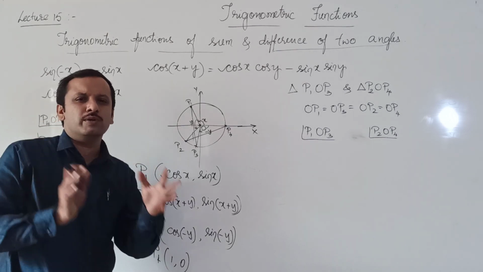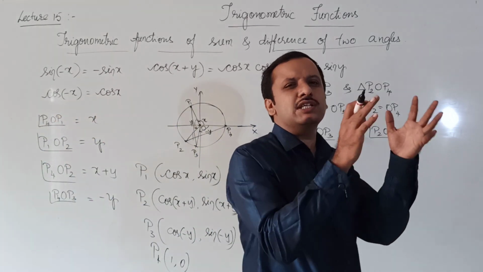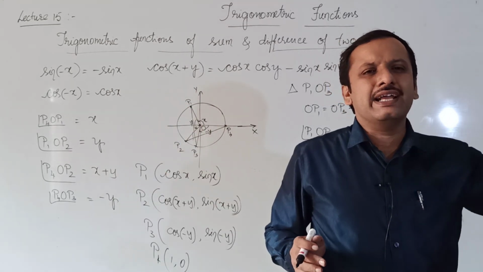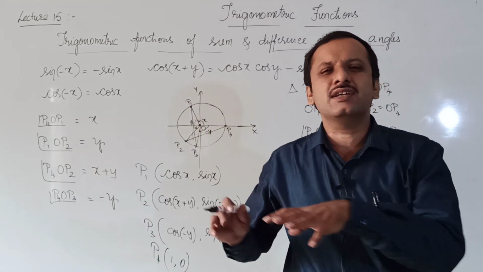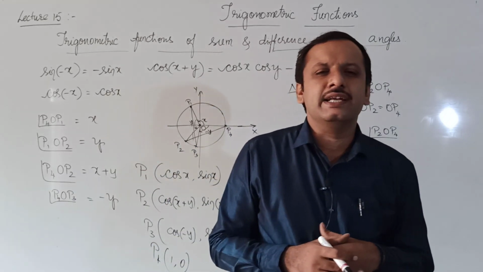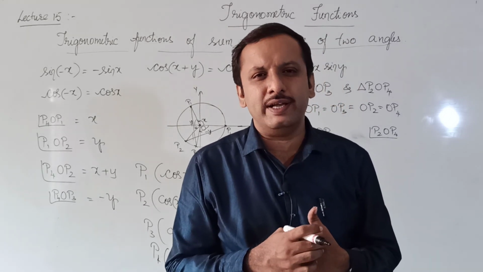So here you have two triangles where two sides of this triangle are equal to two sides of that triangle, and one angle of this triangle is equal to the other angle of that triangle. Then we can say that these two triangles are congruent.